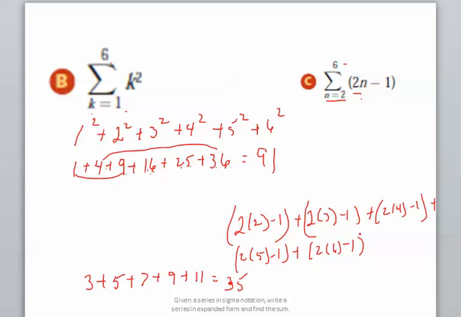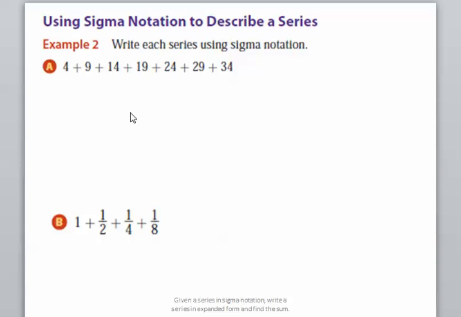Cool? Okay, let's do just a couple more, see if we can't figure them out here. This one says to write each series using sigma notation. So that means I'm going to need a sigma sign here. What I'm seeing is if I take 5 times I and subtract 1 from it, and I start I at I equaling 1 and going up to, let's see, this would be 1, 2, 3, 4, 5, 6, 7 to 7.